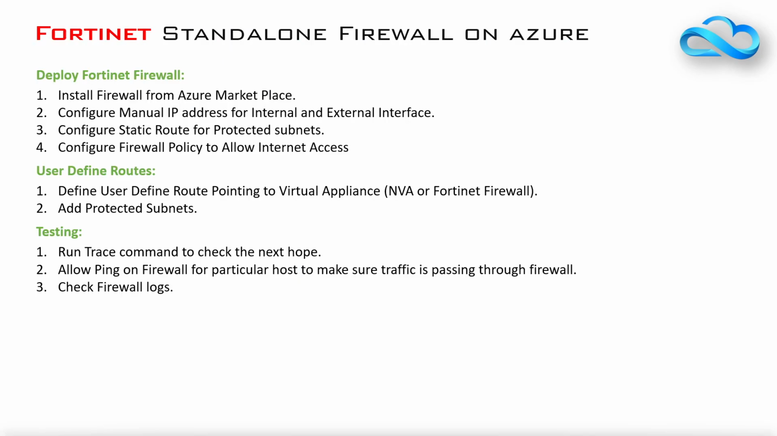So this is what we are going to do now. First of all, we will install our Fortinet firewall from the marketplace, and then we will change the IP addresses from DHCP to manual for the internal and external interfaces. Then we will configure a static route for our protected subnets, and then we will allow our internal or production virtual machine through the firewall policy. So without wasting time, let's jump into our environment.